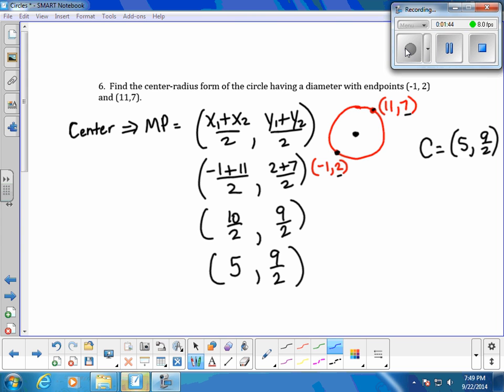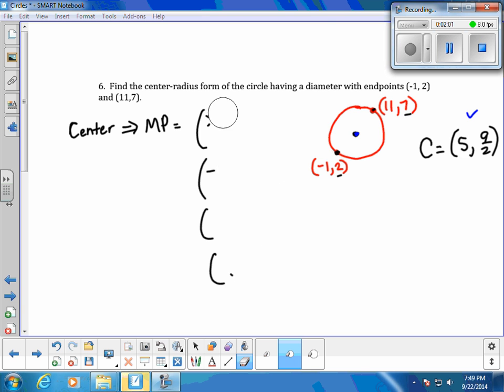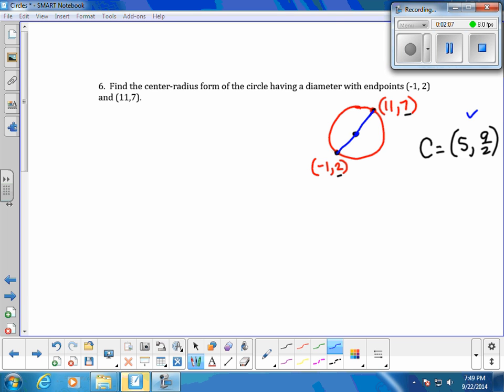Well, if I made a mistake on my midpoint, I wouldn't necessarily want to use that to find the radius, because then I would just turn around and make another mistake on my radius. So I'm going to erase all this, and I'm going to use the distance formula to find the diameter all the way across, and then divide my answer by 2. So the distance formula: the square root of x2 minus x1 squared plus y2 minus y1 squared.